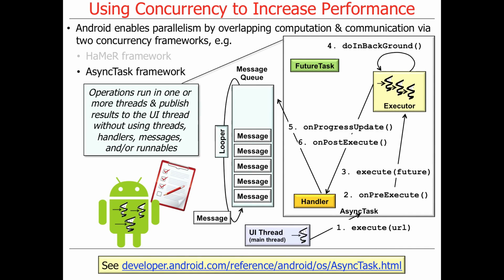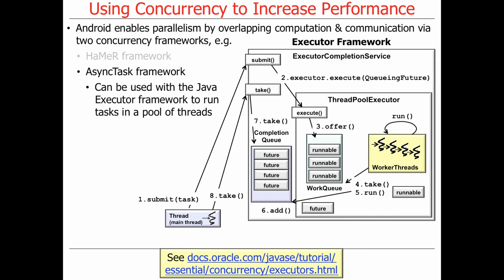There are obviously pros and cons here. The big pro is that it's somewhat easier to program. The con is there's more going on under the hood, so it might have more overhead depending on the context. One of the great things about the AsyncTask framework, however, is you can combine it with the Java Executor framework, which is another framework we'll talk about later, which allows you to have pools of threads. So you can take the tasks that are coming in from the user application, and those tasks can be transparently mapped and run in the background by a pool of threads. That allows you to transparently scale up your performance.